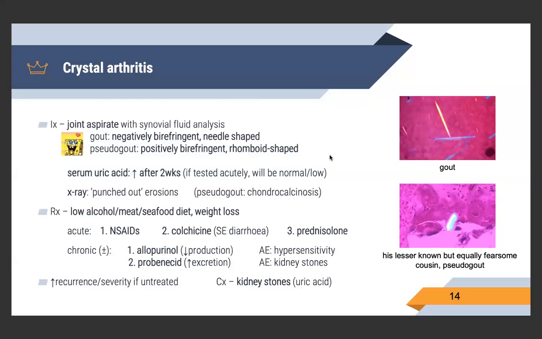And then the second line, which to be honest is hardly used because you don't want to get kidney stones, is probenecid, which increases the excretion, which, if you think about it, is why you get the kidney stones. But you can get kidney stones in gout anyway, and it'll obviously be uric acid kidney stones because this is what's there. And as I mentioned, it'll just get worse if you don't treat it.